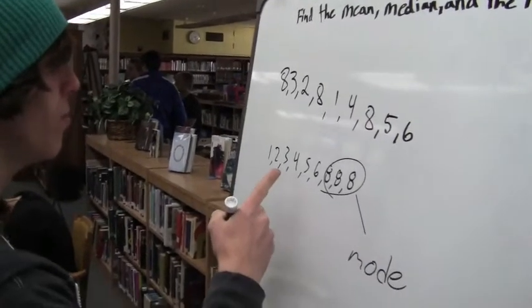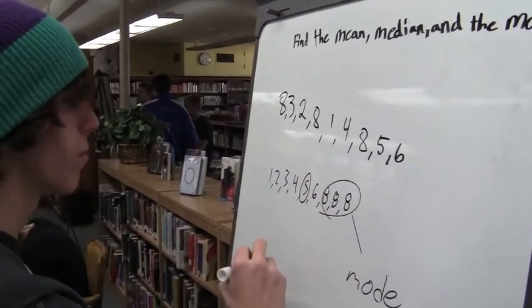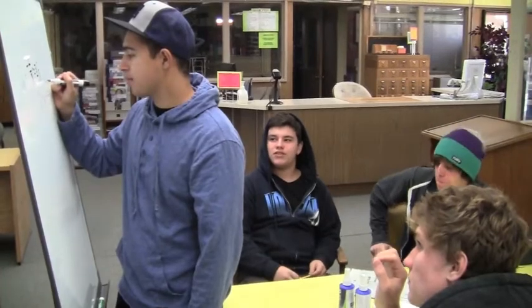Median. Nice. Middle number. And lastly, the mean. Multiply that out. So what you're going to do, this is asking you to find the value of x.